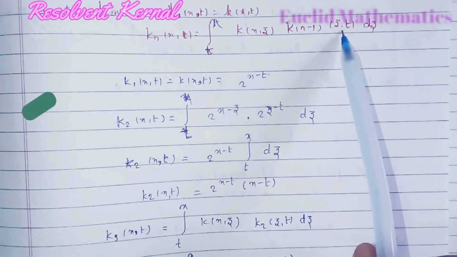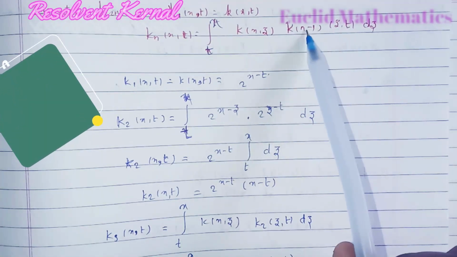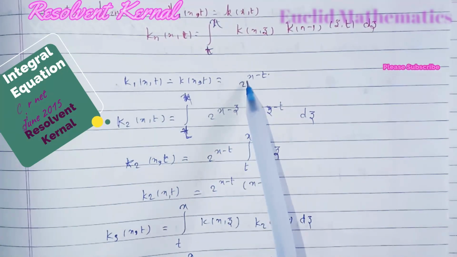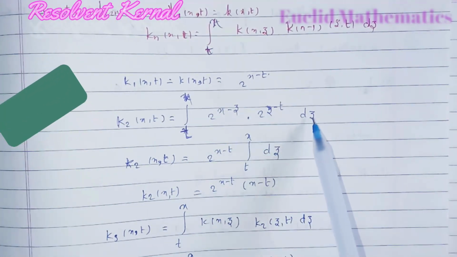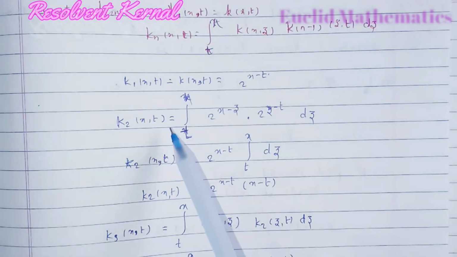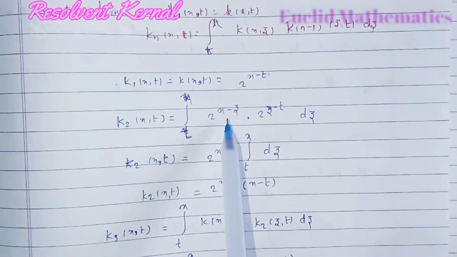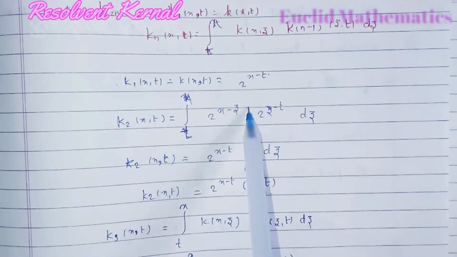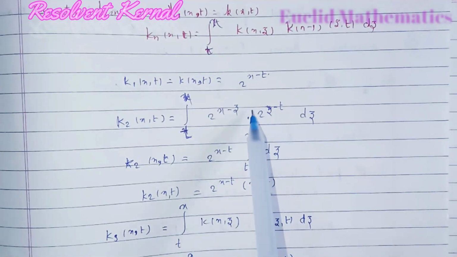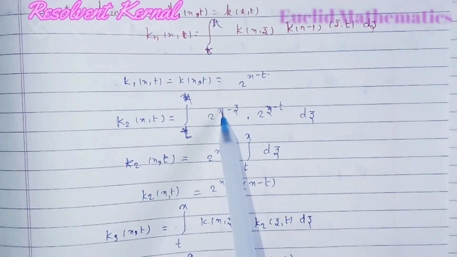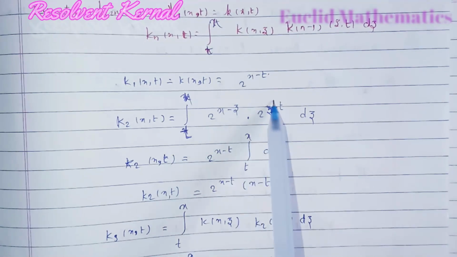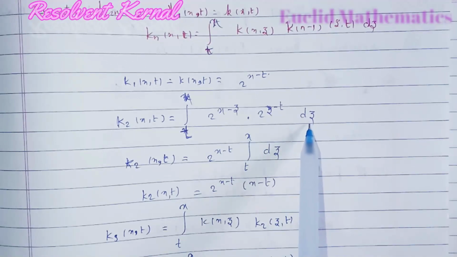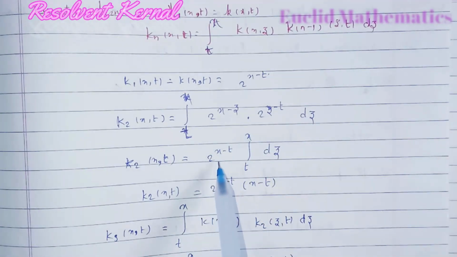Now K(n-1)(z,t), with n equal to 2, means K1(z,t). In K1(z,t), replace x by z: 2 raised to z minus t, into dz. So this is the value of K2(x,t). Now let's find the integral. We have 2 raised to x minus z into 2 raised to z minus t. Their bases are the same, so add their powers: x minus z plus z minus t. Minus z plus z cancel, so 2 raised to x minus t remains. It is constant with respect to dz, so it is outside of the integral.